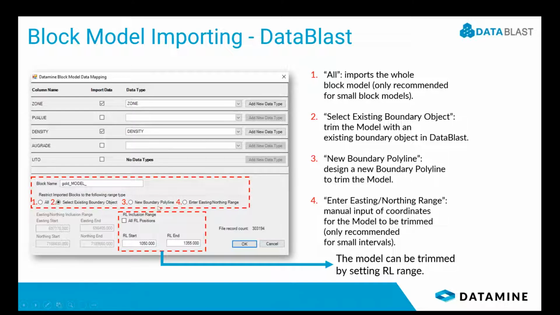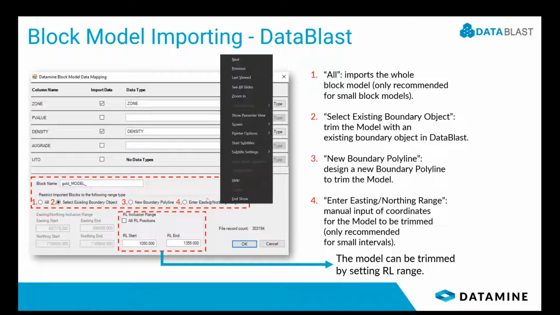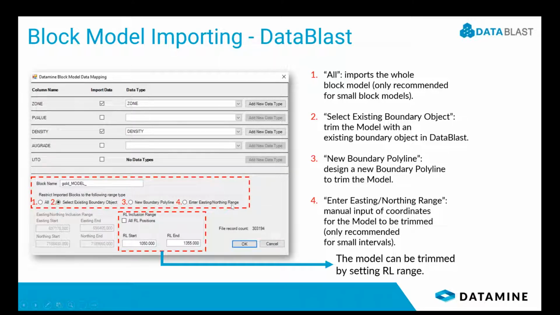The third option is a new boundary polyline. You can free hand design as you go. So you have your topography on your screen, for example. You can just design the polyline you want, and you will have the model trimmed according to that polyline. And last but not least, enter a northing range or easting and northing range. So it's pretty much coordinates. You can select where to start, where to end on X, where to start, where to end on Y.